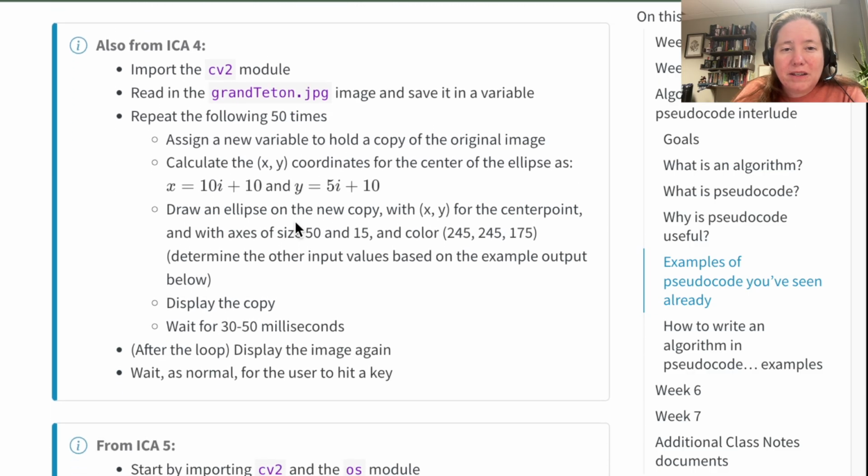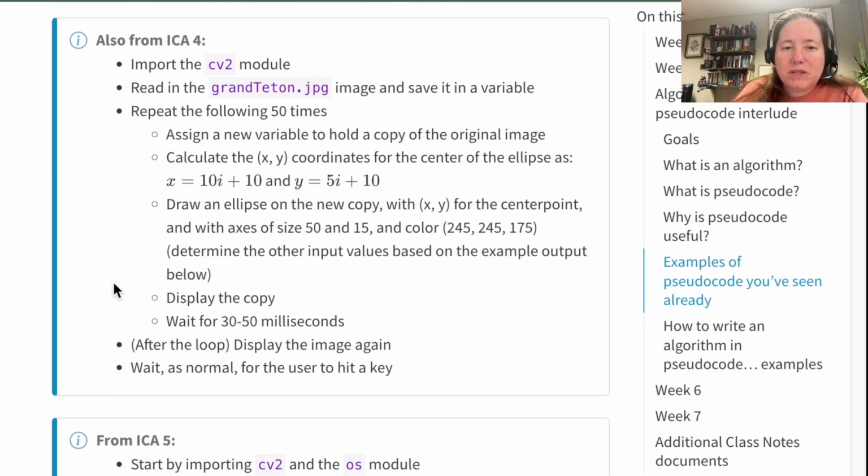Also from in-class activity 4, there was another example. This is actually morally even like pseudocode. One of the things that I hadn't mentioned was that we usually use indentation in pseudocode to indicate what things are part of a loop or a conditional or things like that. So this is supposed to be drawing an ellipse that moves down across an image in a diagonal fashion. And this is really just pseudocode. It's step-by-step instructions for what we need to do. Your job in the activity, if you got to this part, was to translate that into Python.